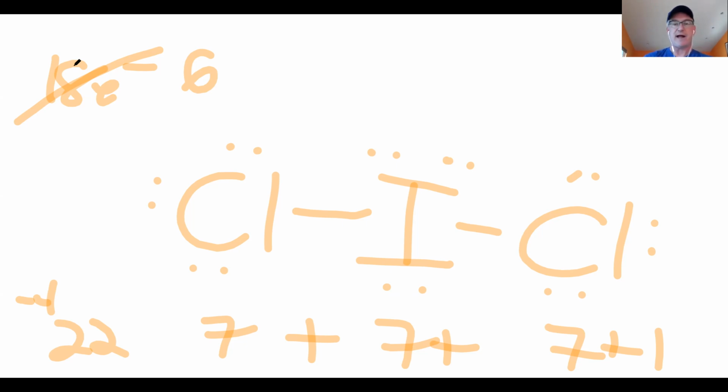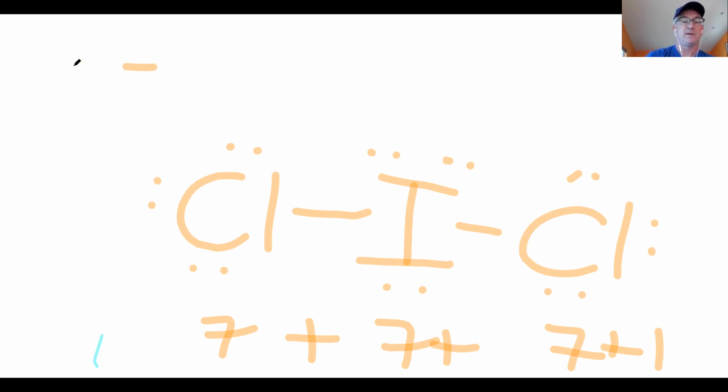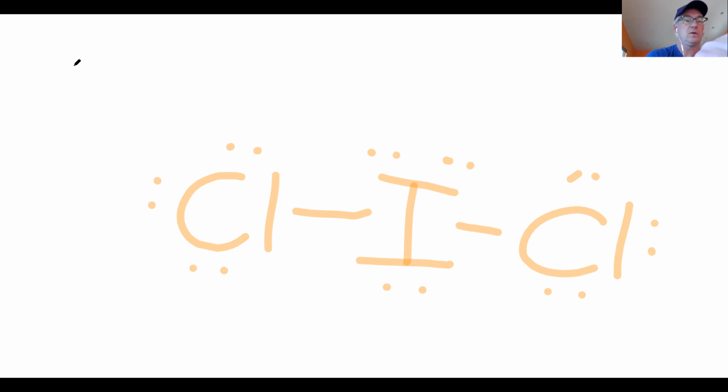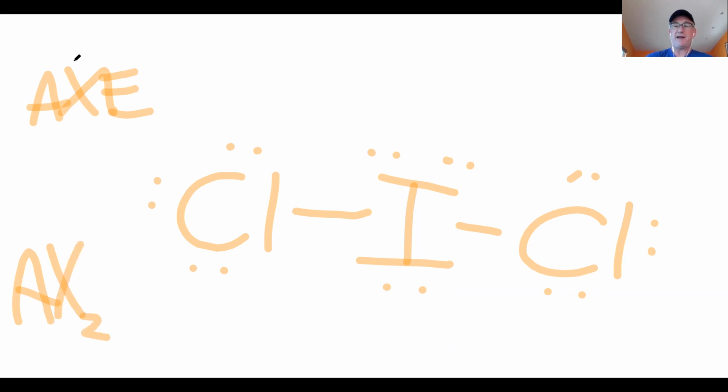So let's figure out where the dipoles are, but first let's figure out what shape it's going to be. That's probably a good place to start. What shape is that going to be? So when we do AXE, iodine is a central atom. How many atoms are around it? 2. And how many lone pairs are around it? 3. So that's AX2E3. So we have 5 electron groups around the central iodine.